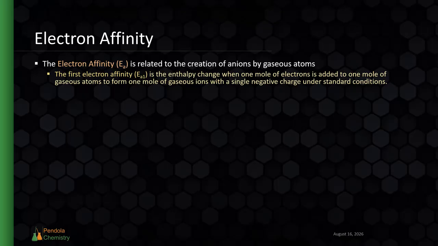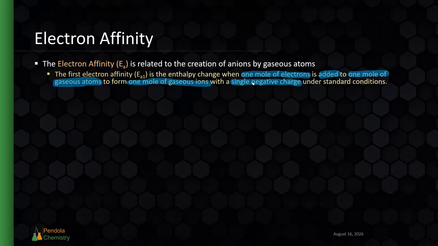So again, because we're looking at the first electron affinity, we are removing, let me make this bigger. We're removing 1 mole of electrons. Sorry, we're adding 1 mole of electrons. So the exact opposite of ionization energy. In ionization energy, we remove 1 mole of electrons. In electron affinity, we add 1 mole of electrons to 1 mole again of gaseous atoms, meaning each atom gets 1 electron, to form 1 mole of gaseous ions with a single negative charge.